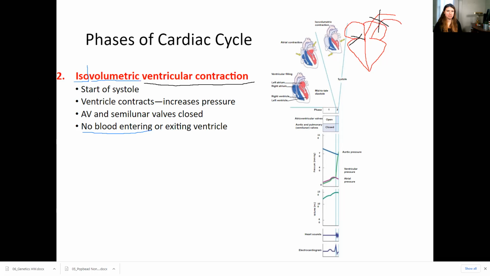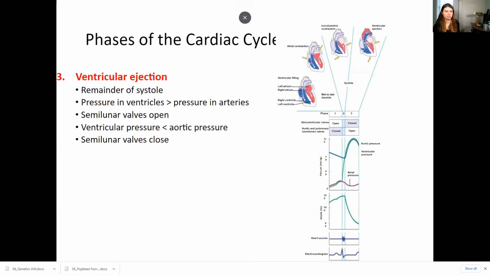This is going to lead us into our next phase. Just clear all, it's simpler, which is ventricular ejection. In ventricular ejection, we're still going to have our ventricles contracting, but now we're going to have blood actually moving. So I'm going to draw my heart again.